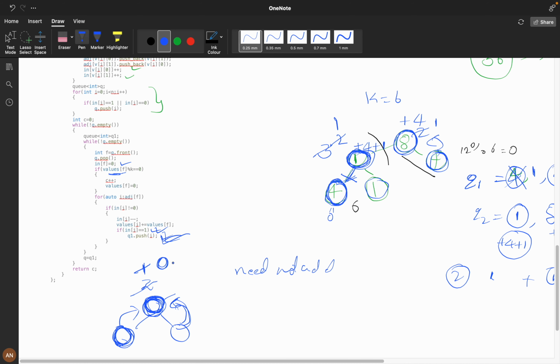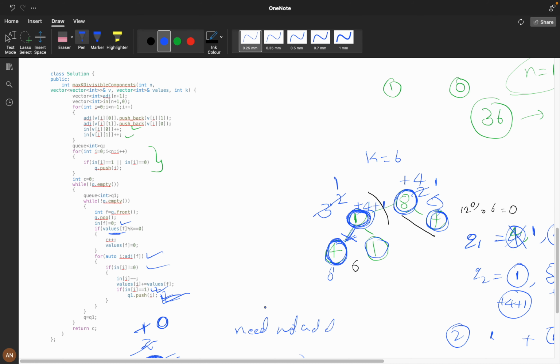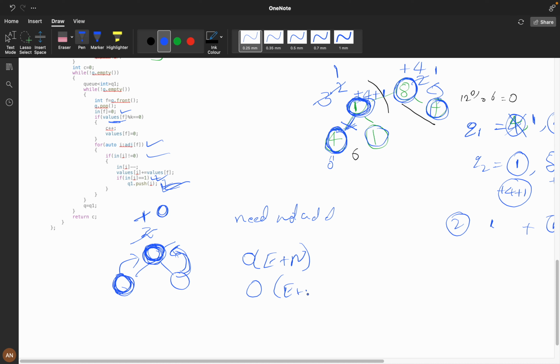And what will be my time complexity? We are iterating over every node and we are checking. So it will be order of number of edges plus number of nodes, and my space will be the same, number of edges plus number of nodes.